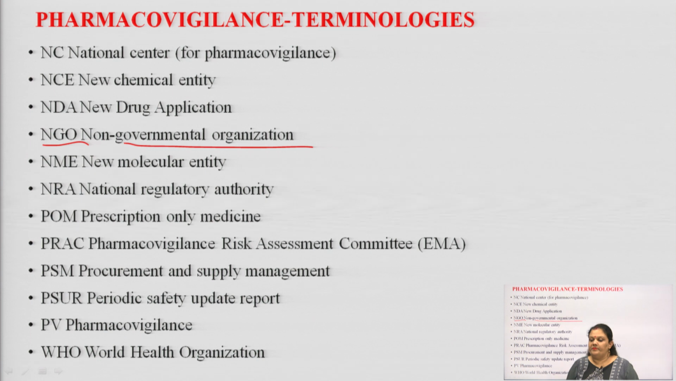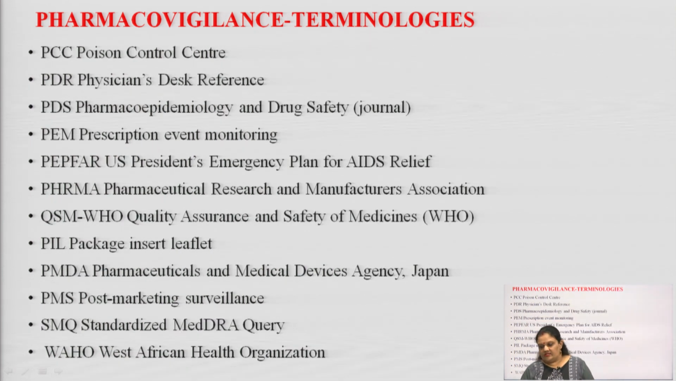Then PRAC, Pharmacovigilance Risk Assessment Committee, provided by the EMA. EMA means, students, European Medicines Agency. Then we have PSM, Procurement and Supply Management. PSUR, Periodic Safety Update Report. PV is nothing but pharmacovigilance, earlier named PMS, Post Marketing Surveillance, and WHO, you know, World Health Organization.